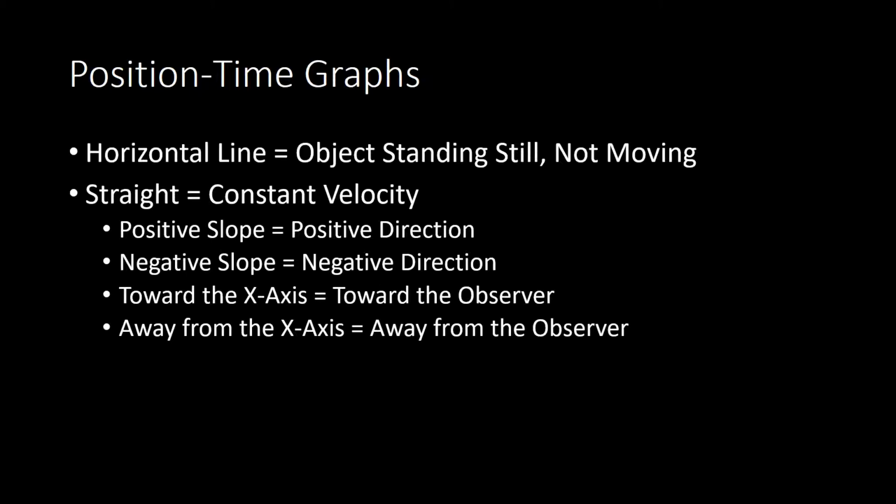If the line is heading towards the x-axis, meaning that it is in quadrant 1, then it is moving toward that arbitrary 0 point, that observer, that line that we use as our reference. And if it's moving away from the x-axis, then it is moving away from that arbitrary 0, that observer. That would be either a positive slope in quadrant 1 or a negative slope in quadrant 4, whereas toward the x-axis would be either a negative slope in quadrant 1 or a positive slope in quadrant 4. Because we can't go backwards in time, we don't use quadrants 2 and 3.